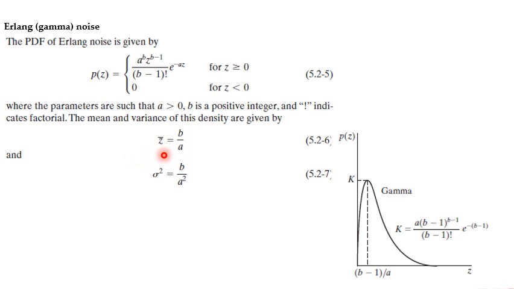As usual, we need to understand what the mean and the variance are. The mean is given by z bar is equal to b by a, and the sigma square, or the variance, is given by b by a square. So here is the distribution as you can see in the figure. This is the gamma distribution. As you can see here, again it is the shifted version, and that is why it is (b minus 1) by a.